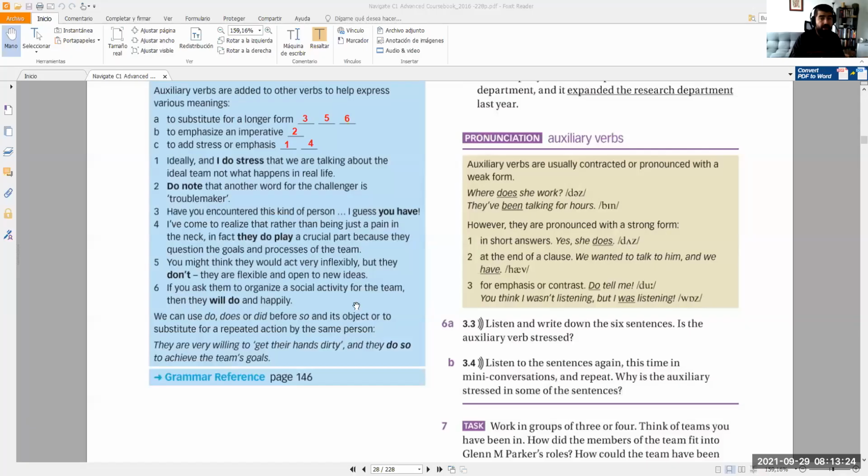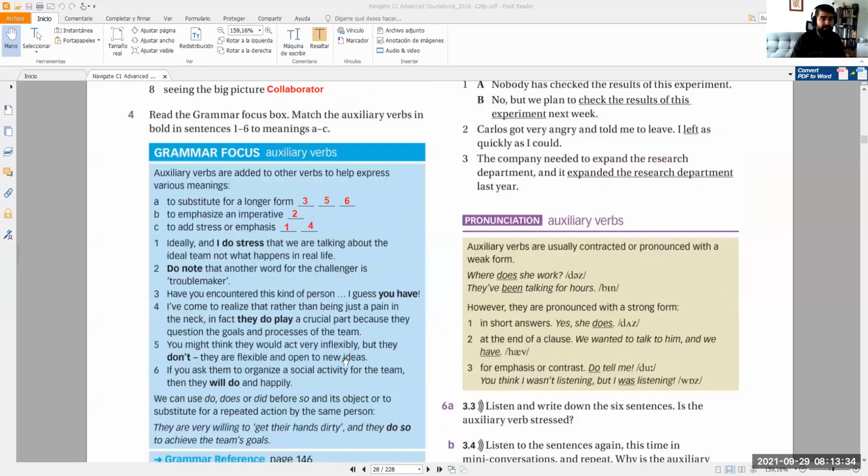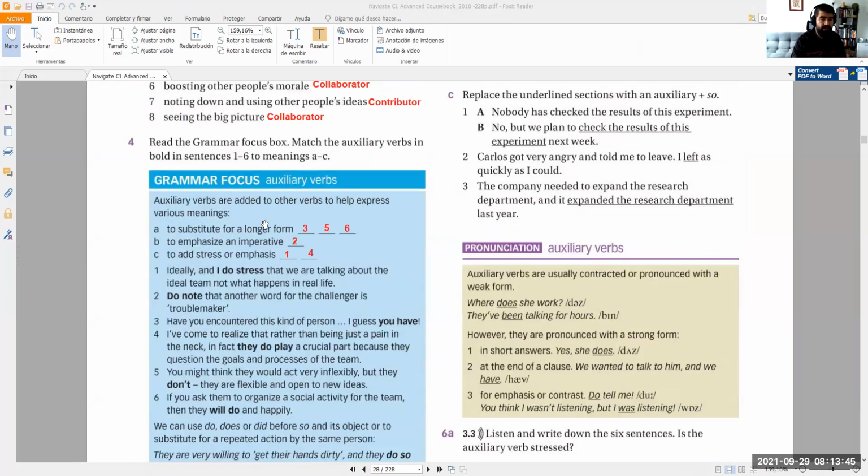For this part, guys, let me just share my screen so you remember. With this homework, what we wanted to do was to put into practice the 3 different uses discussed in the grammar focus, reinforced with some additional examples from the video that I shared yesterday. At the end of the day, it's essentially the same 3 things: how we use auxiliary verbs to substitute longer forms, to emphasize imperatives, and to add stress or emphasis.